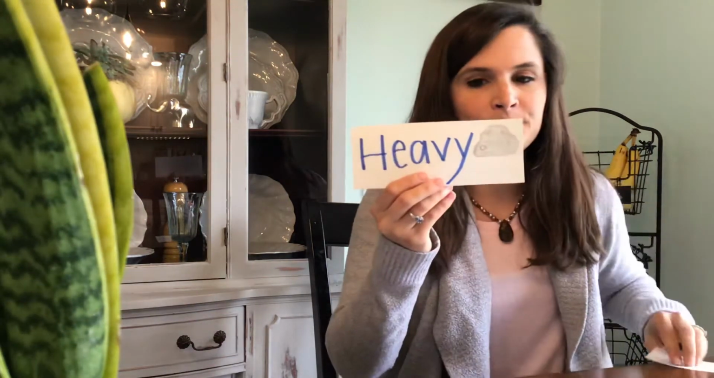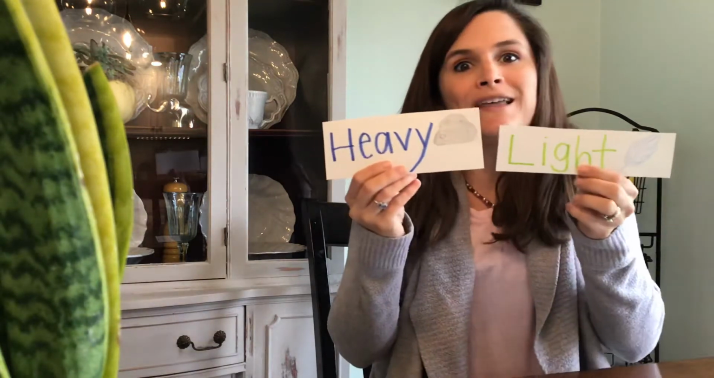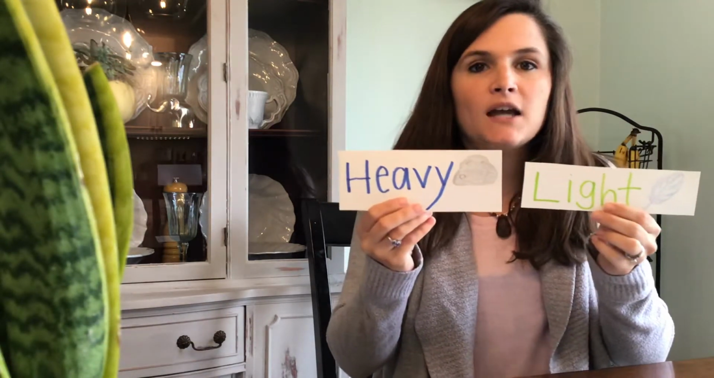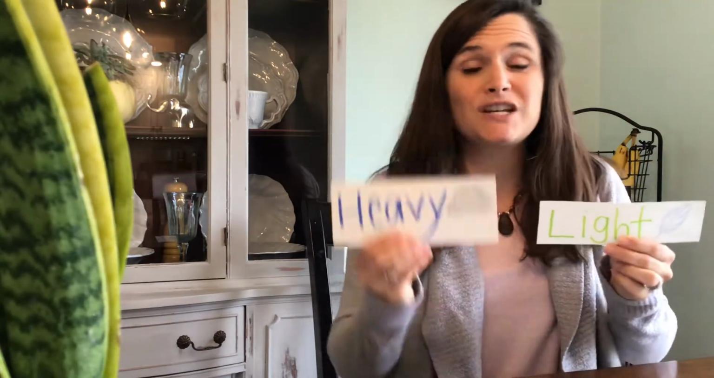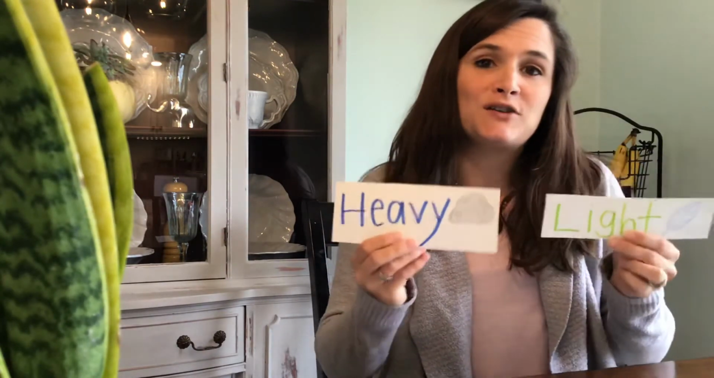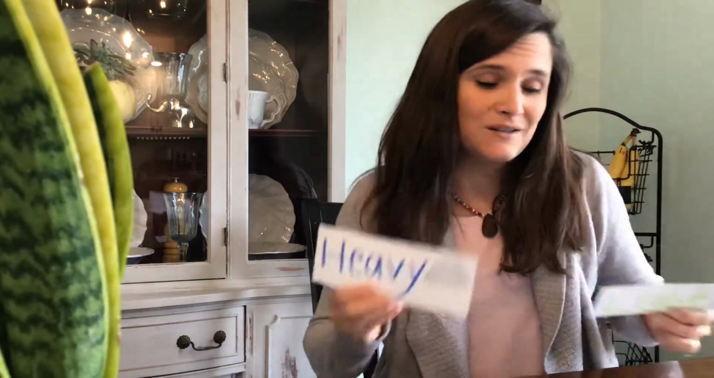When we are measuring weight, we usually use two words to describe what we are measuring. And that is heavy, like a rock, or light, like a feather. And you're going to be comparing measurements this week, telling me which is heavier or lighter. So these are key words that we're going to want to use this week.